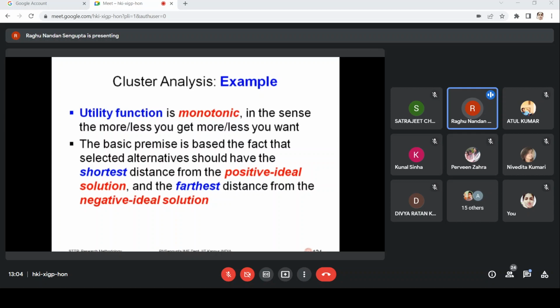Because in many cases, when you're doing this type of cluster analysis, your actual decision is as close as possible to the positive ideal solution. But on the other hand, it can be possible that the solution is also close to the negative solution, based on the distance measure. So you have to make a compromise for that.